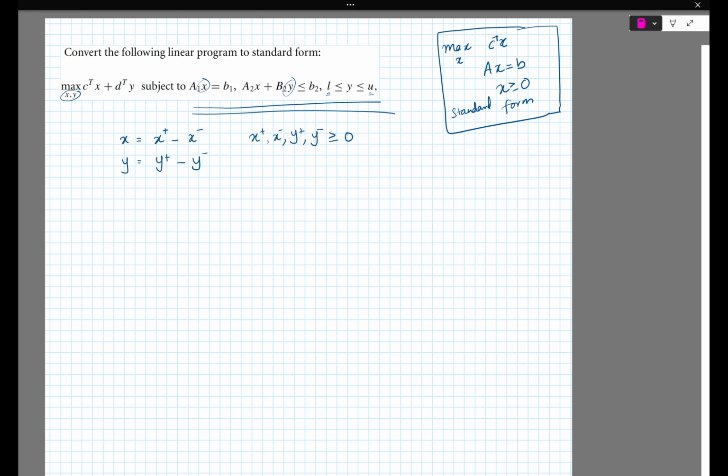If Y plus is greater than Y minus, then Y will be positive. If Y plus is less than Y minus, then Y will be negative. So here Y can take positive or negative values, but Y plus and Y minus can only take positive values. Okay, so using this transformation, you have to substitute X plus and X minus, Y plus and Y minus instead of X and Y all over the place. So now your problem will be in terms of these positive variables.